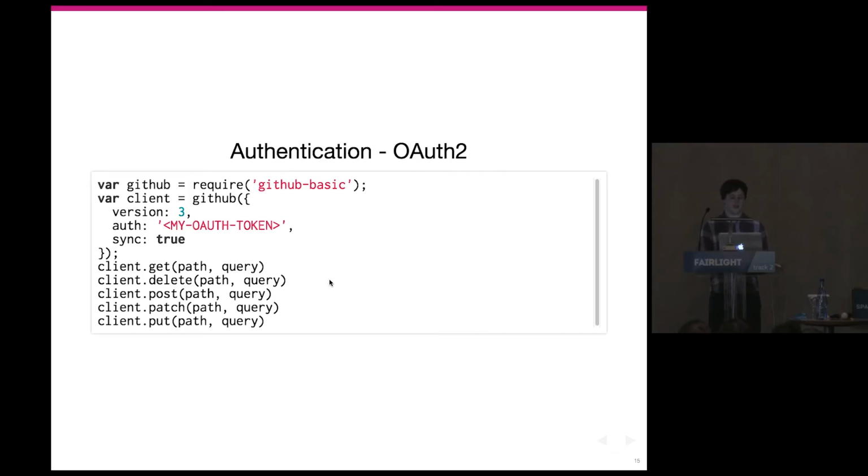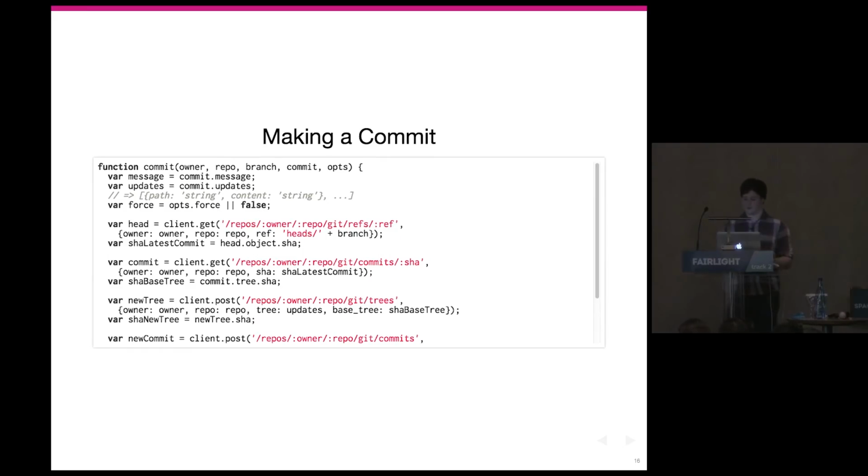Having done that, you can call get, delete, post, patch, and put. And you can provide that with the path of the GitHub API that you want to request and the various query parameters that you want to give it. And the GitHub Basic client will know whether to put those query parameters in the body of the request, or as query string parameters on the URL, or as part of the URL itself.